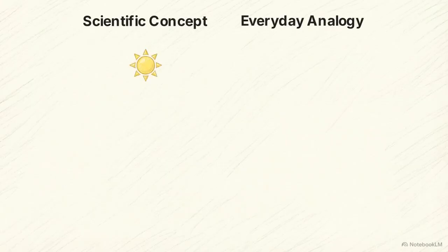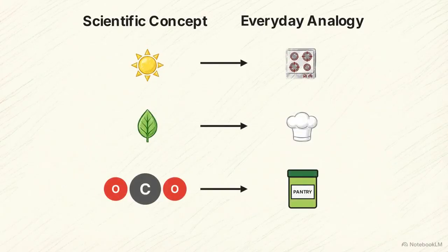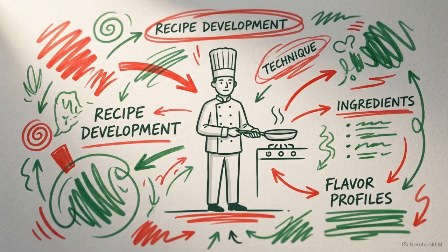We assign roles to each piece of the system. The sunlight acts as the stove providing heat, the leaf is the chef doing the work, and the carbon dioxide serves as the raw ingredients from the pantry. By linking abstract data to a physical scenario, the information becomes permanently anchored in your mind. It is very difficult to forget a chef in a kitchen.